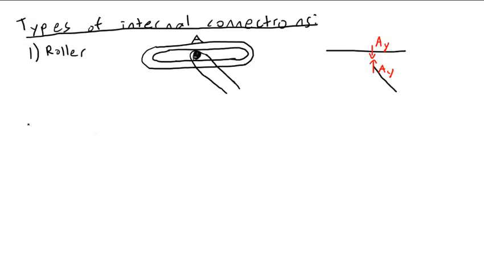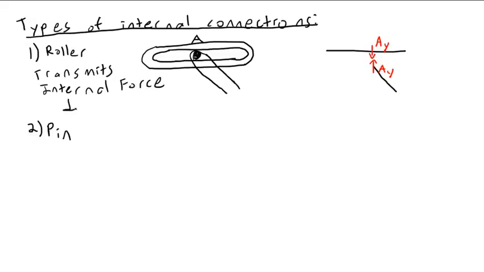Two, we can have an internal pin connection. This will be the most common that you'll see in this level of class. In the real world, we design structures usually with a mix of pin and fixed connections, but this will be the one that's most common in this class. So it's what we saw previously. A roller transmits internal force in one direction, perpendicular to the slot direction.